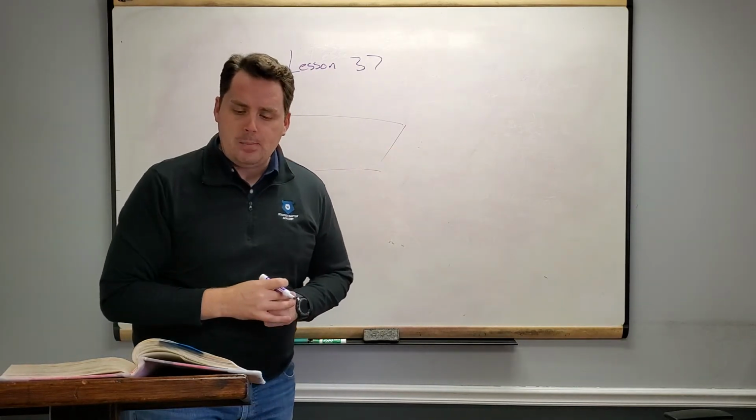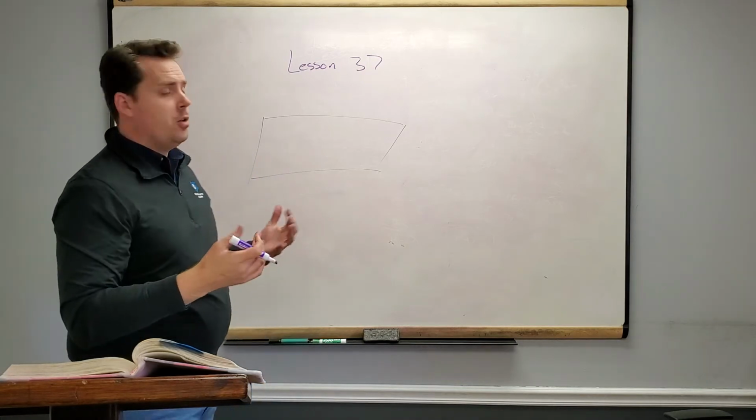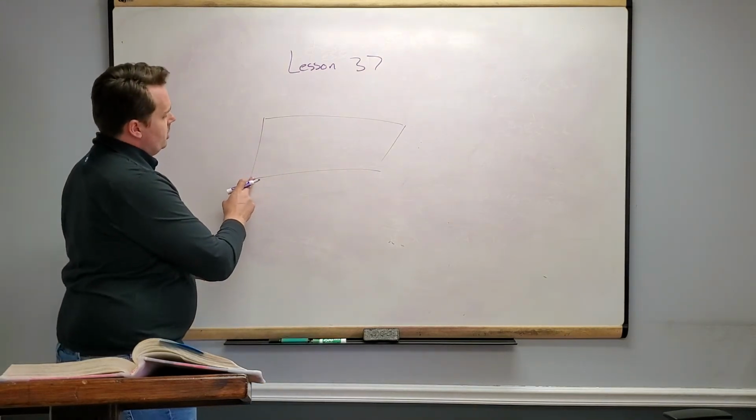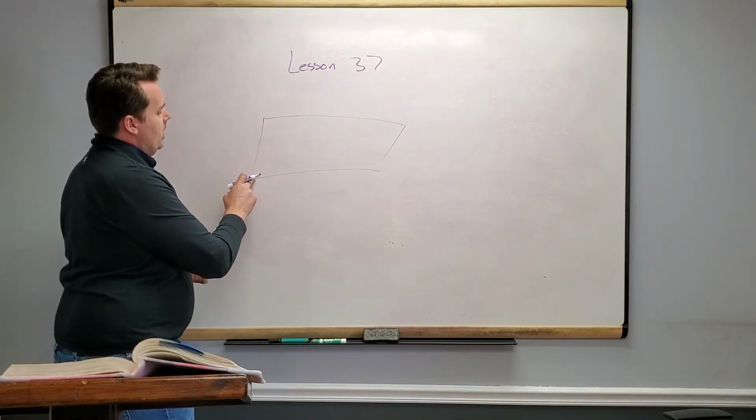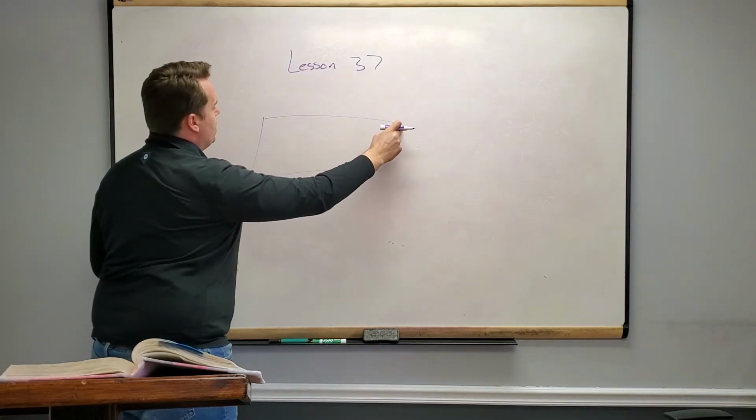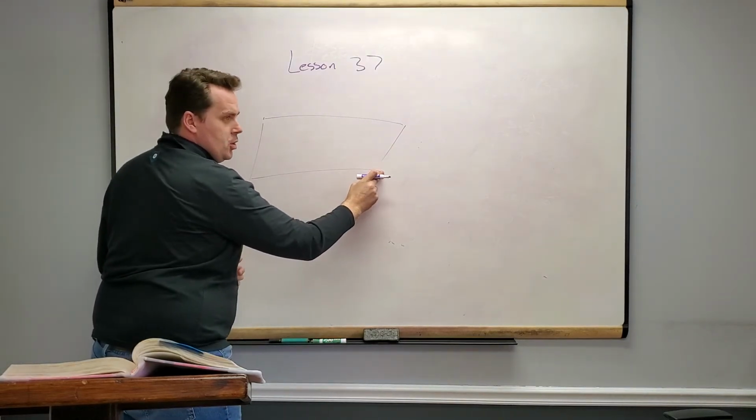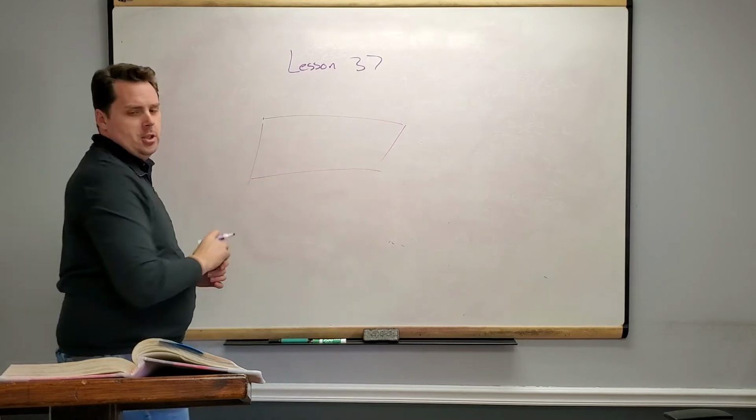Number 2, angles opposite each other have equal measurements or are congruent. Let's say this one's 80 degrees, this one's 80 degrees. This one's 120 degrees, this one's 120 degrees. So the angles opposite have the equal measurements.